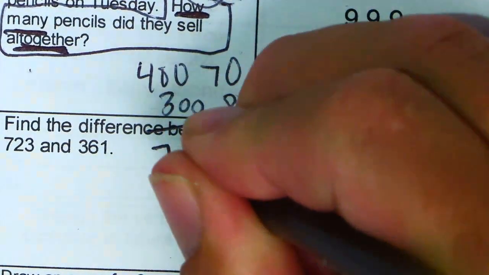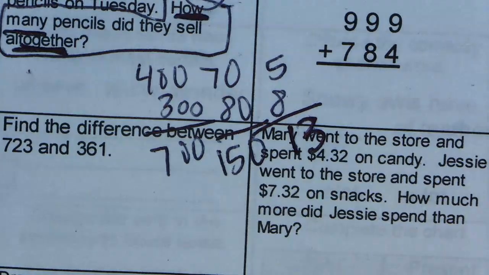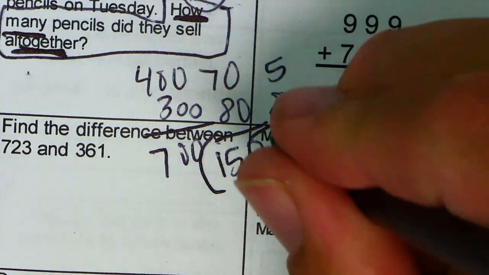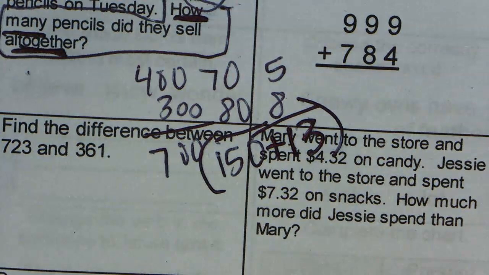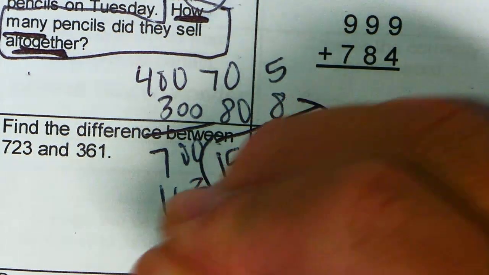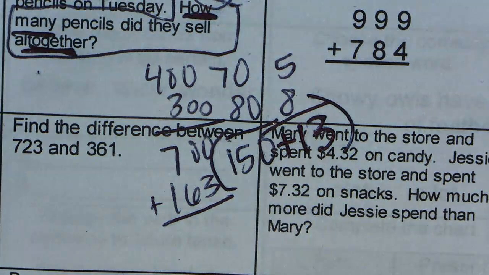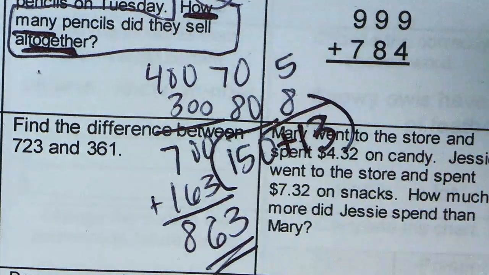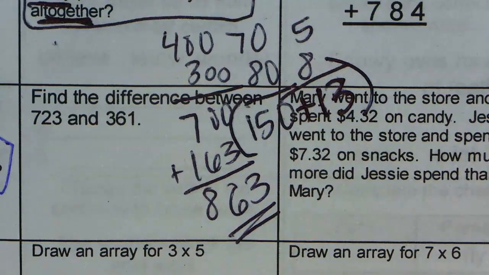4 plus 3 is 7. Bring down the zeros. We might not be able to add all 3 of those together, so we use the associative property. The associative property is when you use the parentheses. 150 plus 13 is 163. 700 plus 163 is 863. Break apart strategy, Mr. Pasafume's favorite.